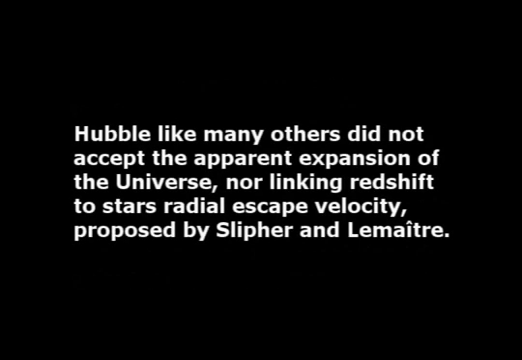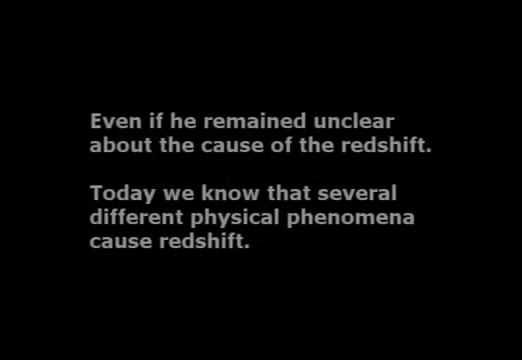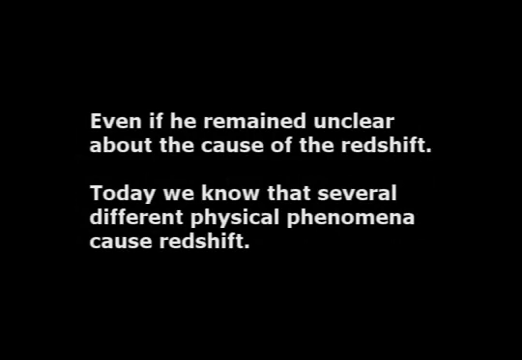But, according to the latest historical findings, Hubble, like many other astronomers and cosmologists, did not accept the apparent expansion of the universe proposed by Slipher and Lemaitre, nor the linkage of redshift with radial escape velocity of the stars. His intransigence was not at all incompatible with the postulate of his law, by attributing the redshift to reasons other than the Doppler effect, even if he remained unclear about the cause of the redshift. Today we know that several different physical phenomena cause redshift.